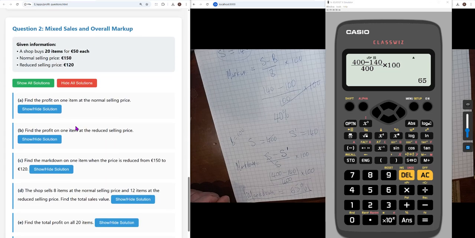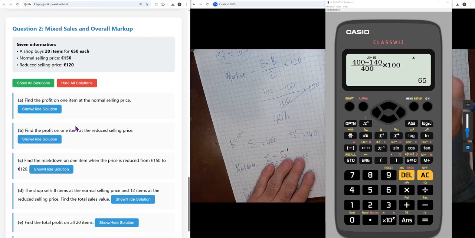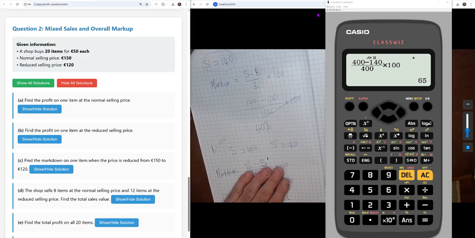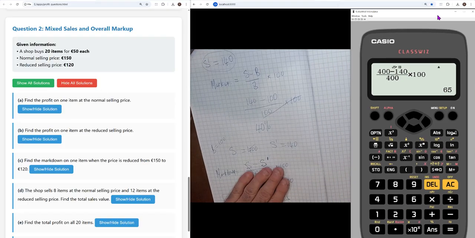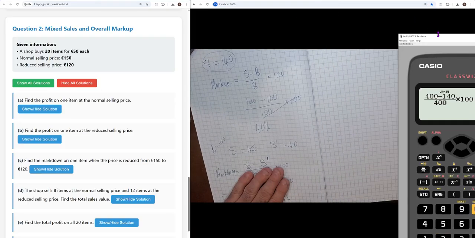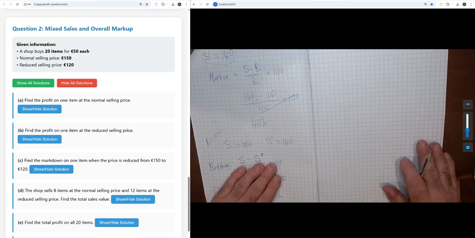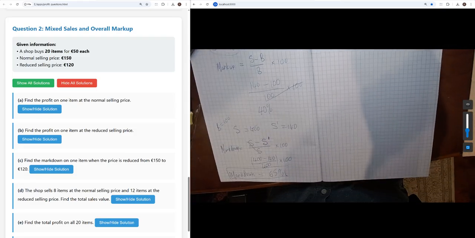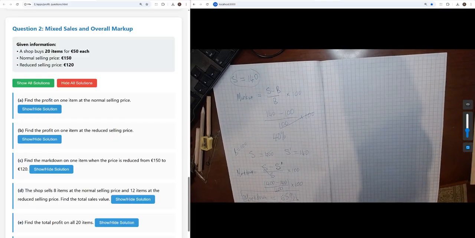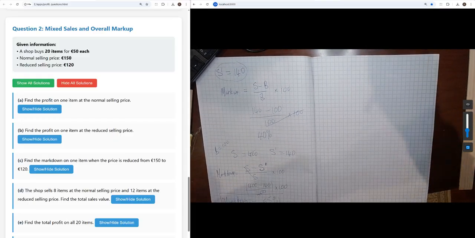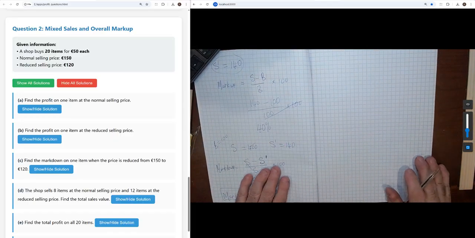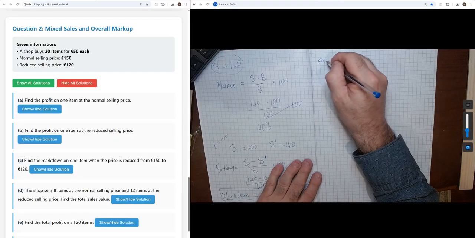Right, so we're on to our next question, which is question 4 for homework. Get that calculator out of the way, and I might just lift up the camera a little bit so that I have the whole page, or most of it anyway. Okay, question 4.